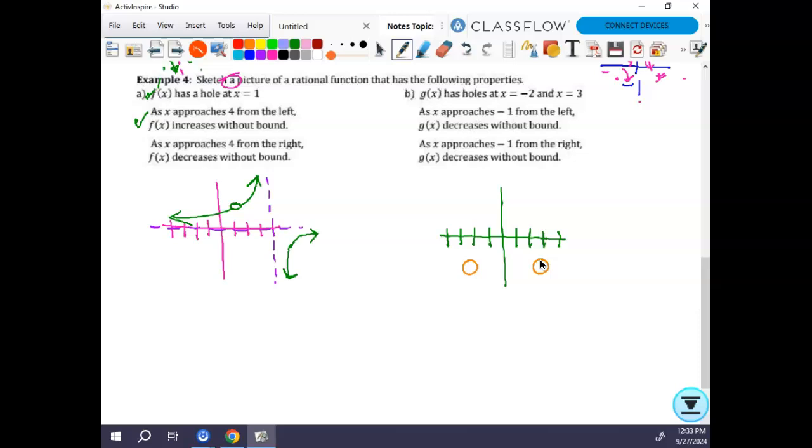As x approaches -1 from the left, so what's happening at -1? Vertical asymptote. So as x approaches -1 from the left, the function decreases. And as x approaches -1 from the right, yeah, it also decreases. So it looks something like that. And that's all we know, but we know there's more to it. Again, we could put our horizontal asymptote anywhere. Let's just put it at y equals 0. And we have something that looks like this.